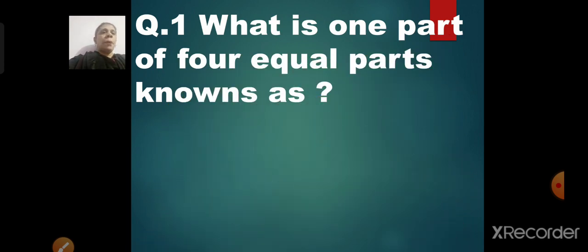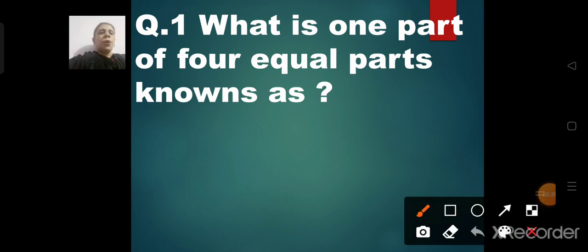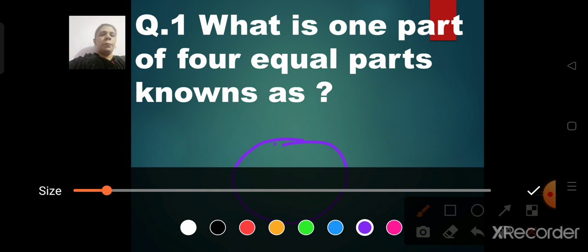What is one part of four equal parts known as? Now children, one part, that is one is whole. Okay, so what we will do is, this is our whole. Wait, I'll take a more darker brush.